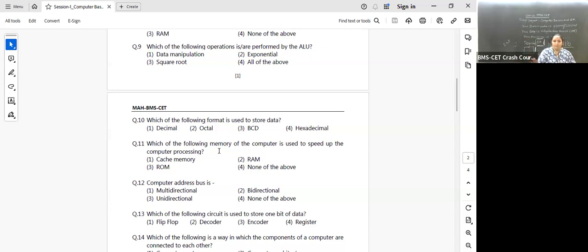Any doubt till now? Anybody? Okay, next we go to the next question: which of the following format is used to store data? Store data.